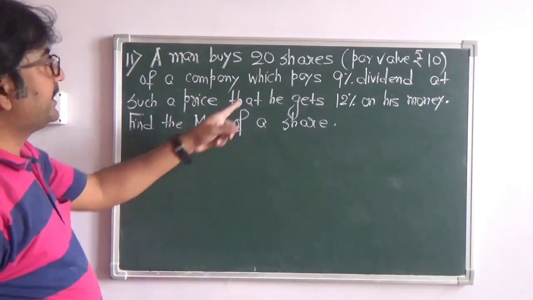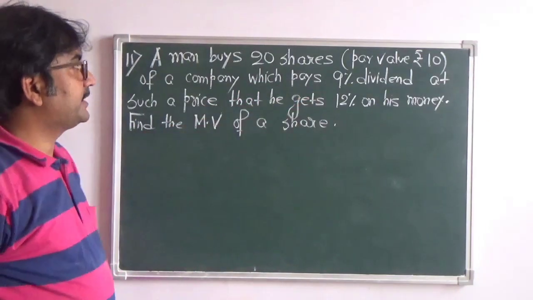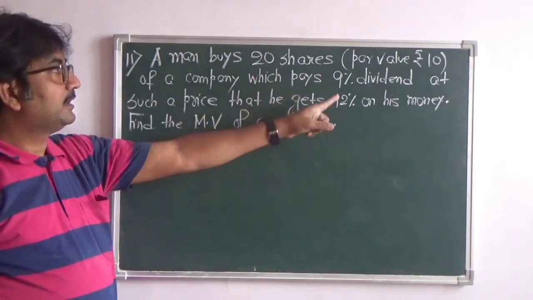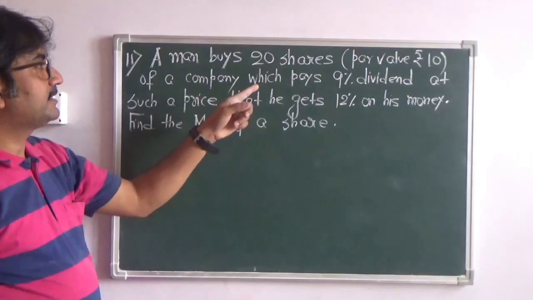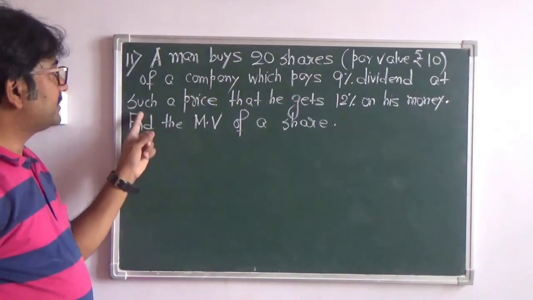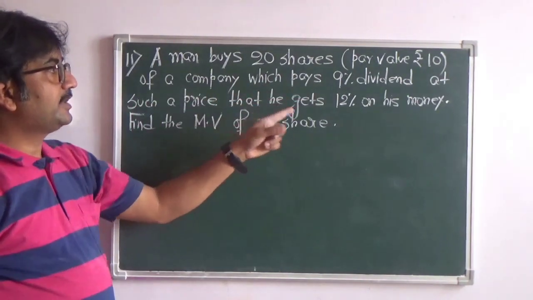A man buys 20 shares, par value rupees 10, number of shares is 20, and par value, that is the face value, rupees 10, of a company which pays 9% dividend at such a price that he gets 12% on his money.